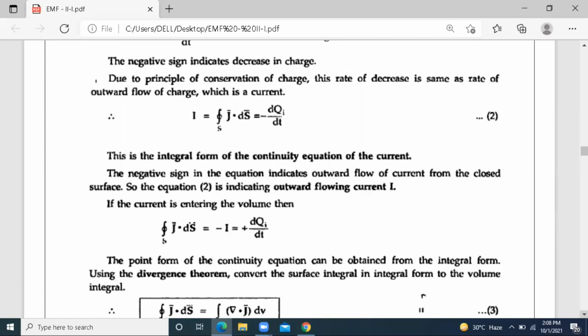So, this is what is known as the integral form of the continuity equation. The negative sign in the equation indicates the outward flow of current from the closed surface. Said that already. So equation 2 is indicating the outward flow of current.